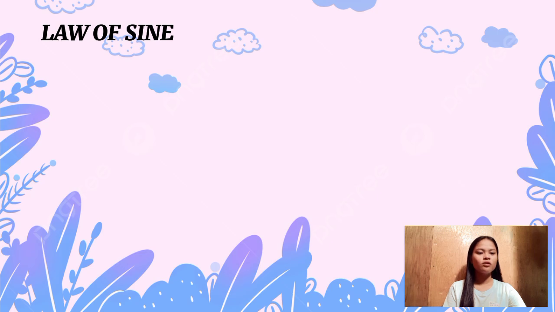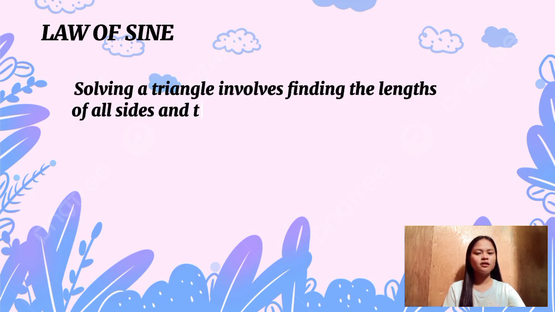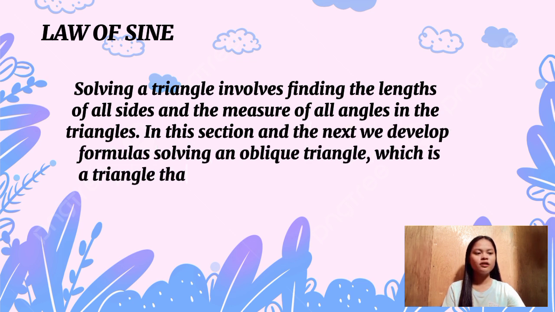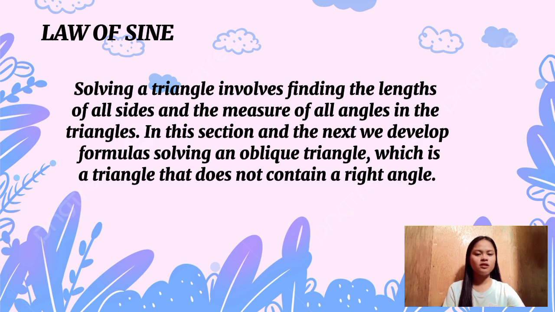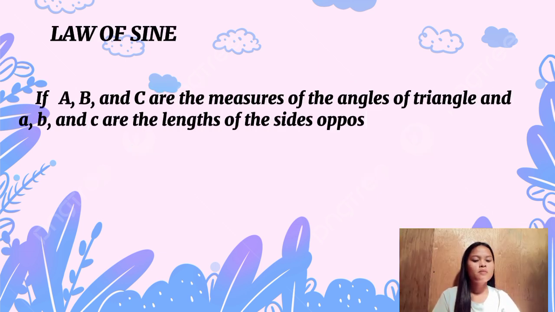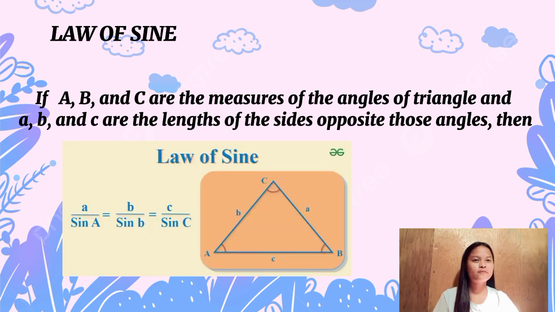Solving a triangle involves finding the lengths of all sides and the measure of all angles in the triangle. In this section and the next, we develop formulas for solving an oblique triangle, which is a triangle that does not contain a right angle. If angles A, B, and C are the measures of the angles of a triangle and sides a, b, c are the lengths of the sides opposite those angles, then side a over sine A equals side b over sine B equals side c over sine C.